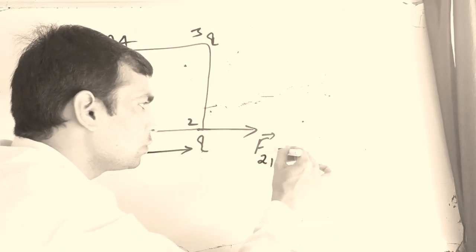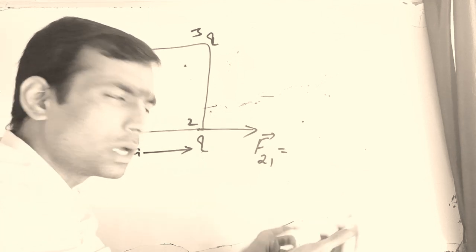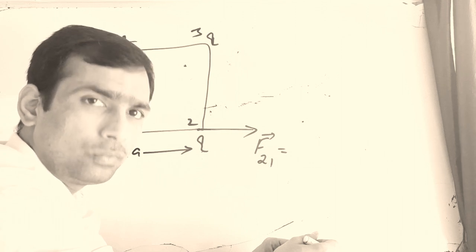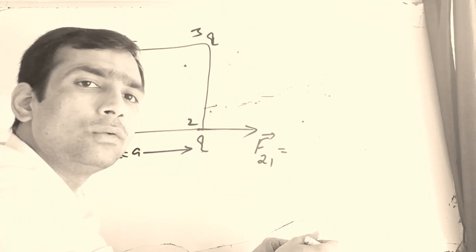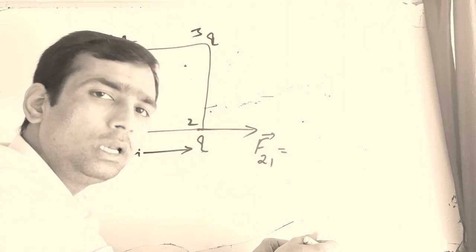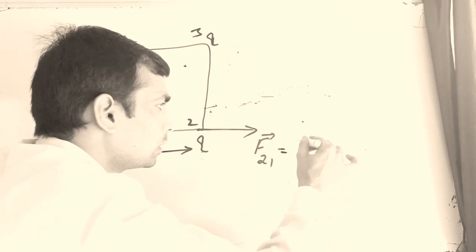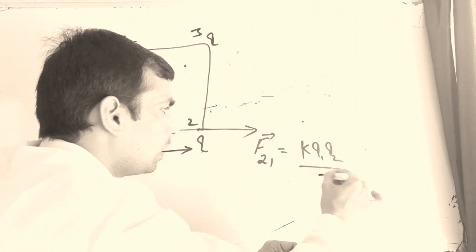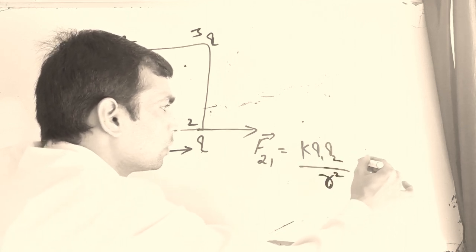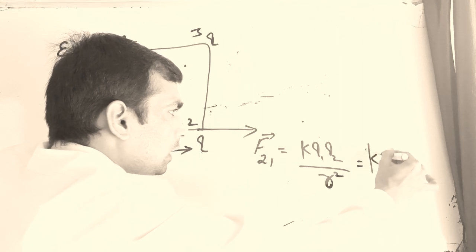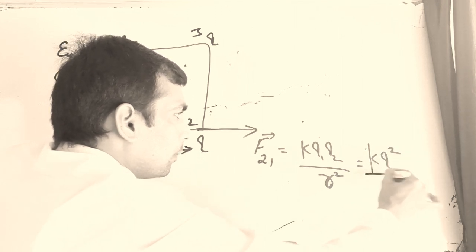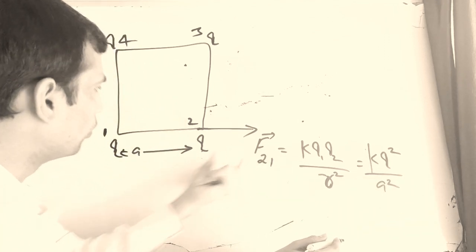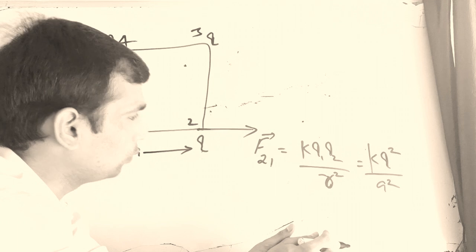So what is the magnitude? All of you know this, otherwise I am repeating, so don't worry. What is the formula of force in air due to Coulomb's law? F is equal to K Q1 Q2 upon R square. So what is the formula? K Q1 Q2 upon R square. So what is this? K Q square upon A square, basically, because both charges have the same magnitude Q and Q.